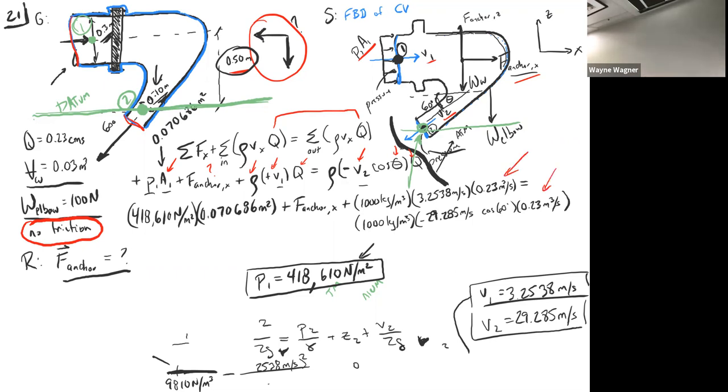Now you'll notice that the momentum flux terms here and here often have a lot of similar numbers. The rhos and the Qs are usually the same, especially if it's one inlet, one outlet; the rho and the Q will be the same. So a lot of times people will combine these on the same side so you can pull them out algebraically. That's fine, but I don't care about that right now. I'm just letting you know that you can do that.